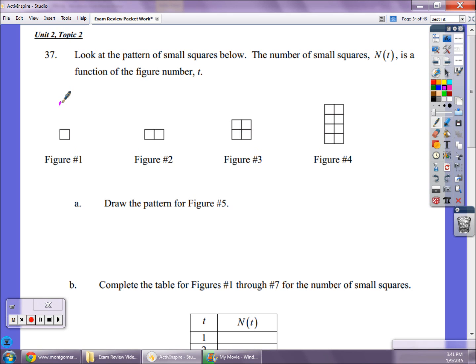So I'm just going to go ahead and label this. We have 1 square, 2 squares, 4 squares, and 8 squares. And we want to draw the pattern for figure number 5. So let's figure out what is the pattern. Hopefully we see to get from 1 to 2 to 4 to 8, we're going to be multiplying times 2 each time. 1 times 2 is 2, times 2 is 4, times 2 is 8. So we're dealing with a geometric sequence here.